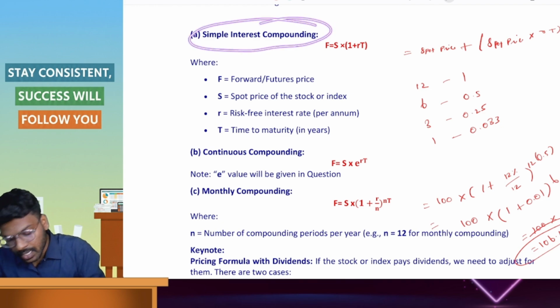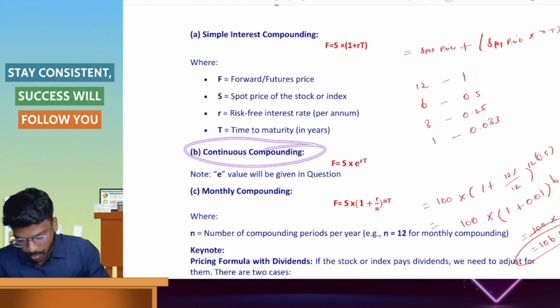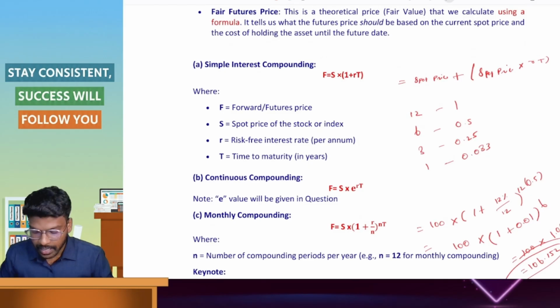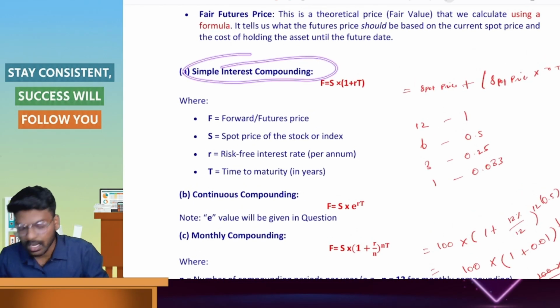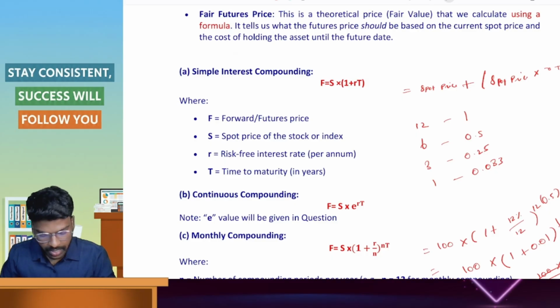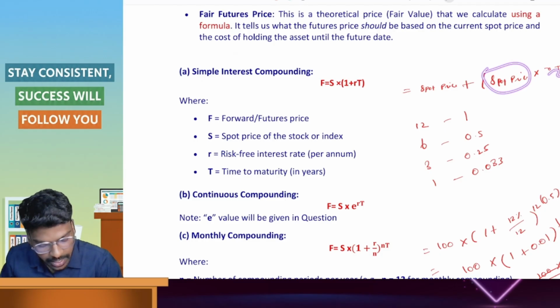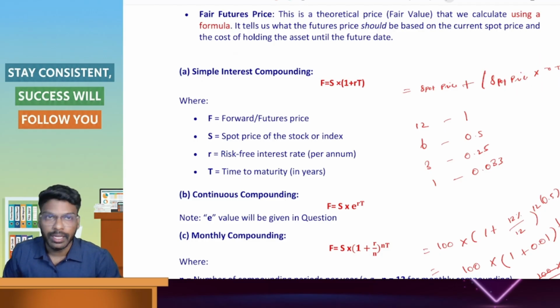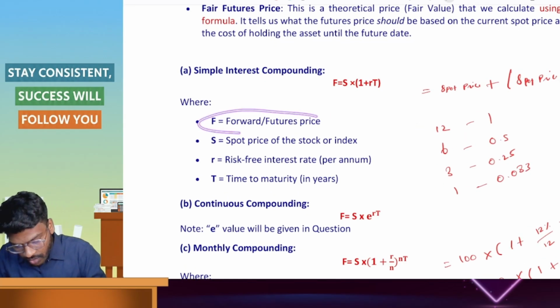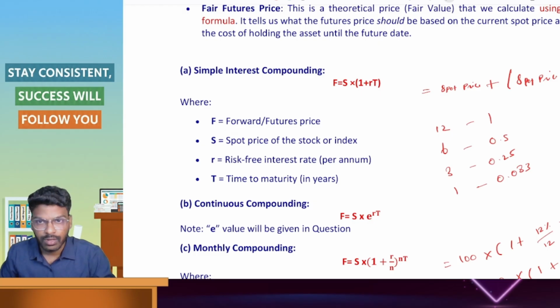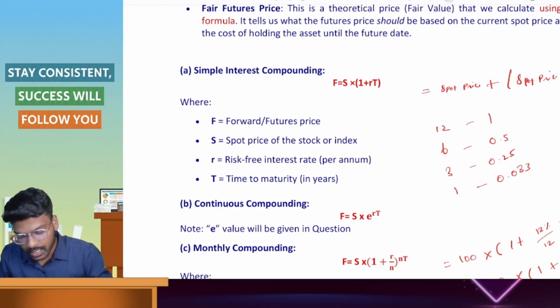First one is simple compounding, and also continuous compounding and monthly compounding. If nothing is given in the question, we have to use simple interest compounding. Simple interest compounding means we have a spot price and also spot price into R into T, that is interest rate into time. What do you mean by F? The forward price or a future price.